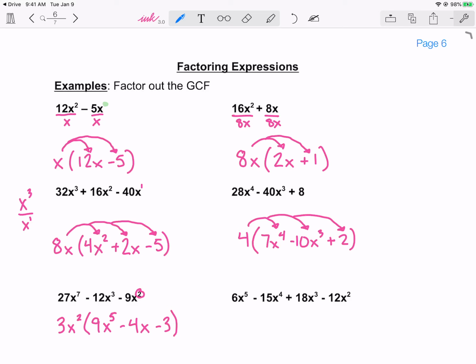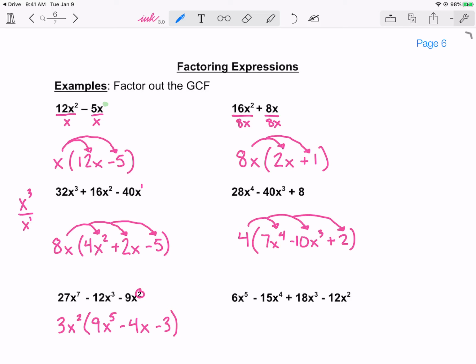Now on this last one, I notice they're all divisible by 3. So I've got 3, and then the smallest exponent is 2, so I can factor out x squared. So then 6 divided by 3 is 2. 5 minus 2 on those exponents gives me 3. Negative 15 divided by 3 is negative 5. 4 minus 2 leaves me with x squared.